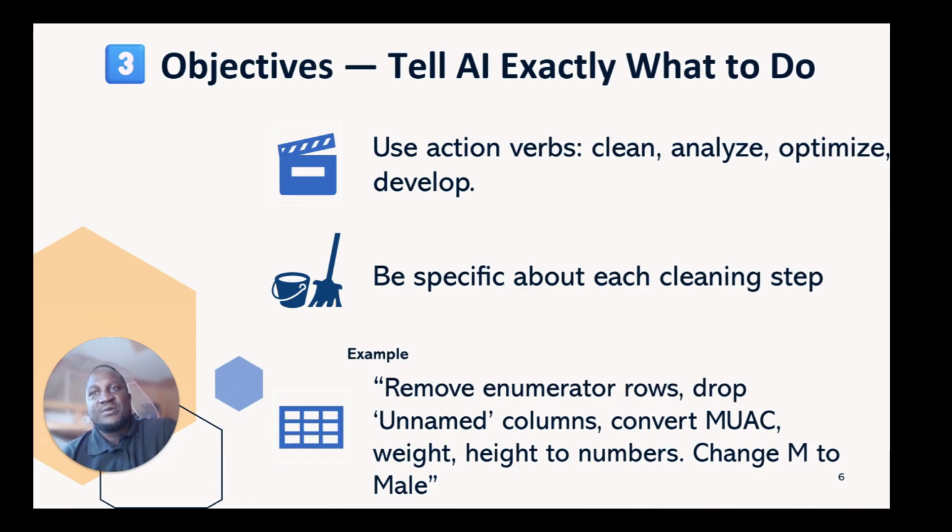So a good example will be, when I upload a data set, clean it by removing enumerator information, dropping unnamed columns, and converting numeric fields to numbers. You can also go ahead and say change maybe M to male. So all this depends on your data sets. And it's also good practice, before even you engage AI, you need to explore your data set. So when you're exploring your data set, you'll be able to clearly see some of the common data quality issues.